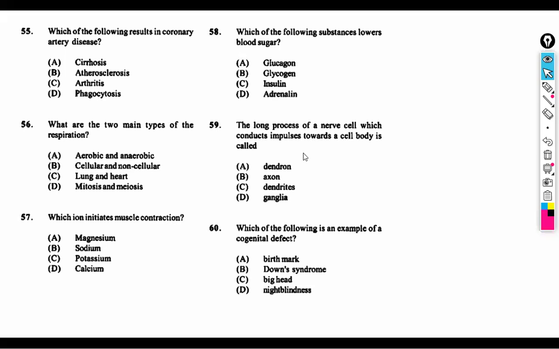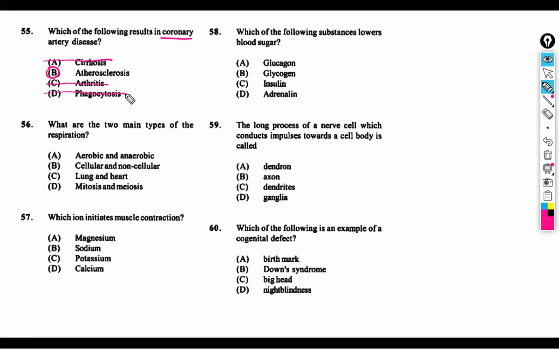55. Now, I think we had mentioned this one here. This one here is B, right? Now, the cirrhosis is definitely out, right? When they say coronary, they mean heart, right? Cirrhosis has to do with the liver. Arthritis has nothing to do with the heart. Phagocytosis, I believe this has to do with your immune system, right? So even if you didn't know, by a process of elimination, you can realize, wait, it's B, right? By process of elimination.